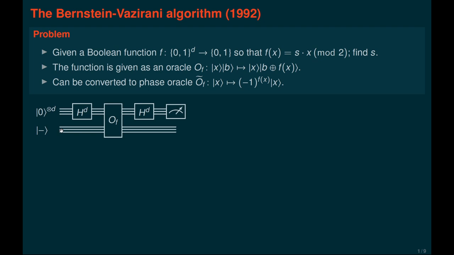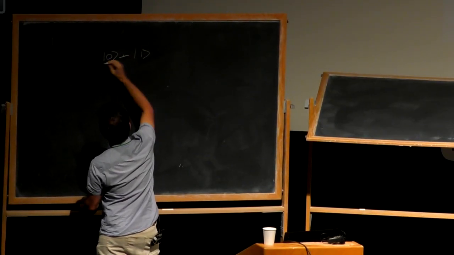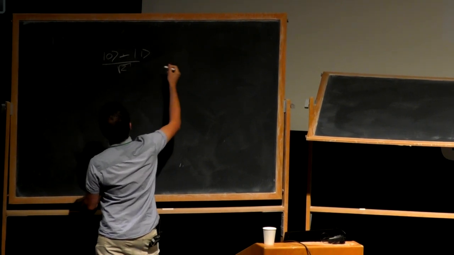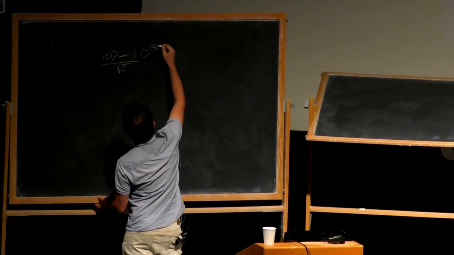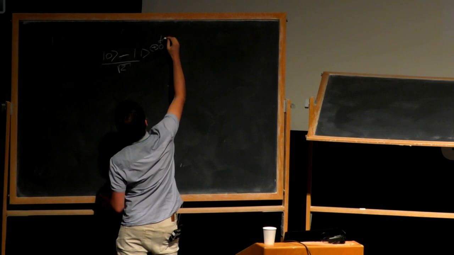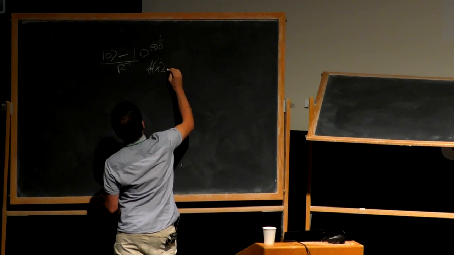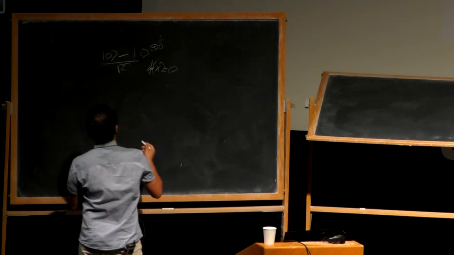And so what happens if you apply this bit flip there? So if your function value is 0, then you have 0 minus 1 divided by square root 2. Now if you add 0 to the bits, nothing changes, you get back the same state. So if the function value is 0, then of course nothing changes, so the 0 phase is applied.